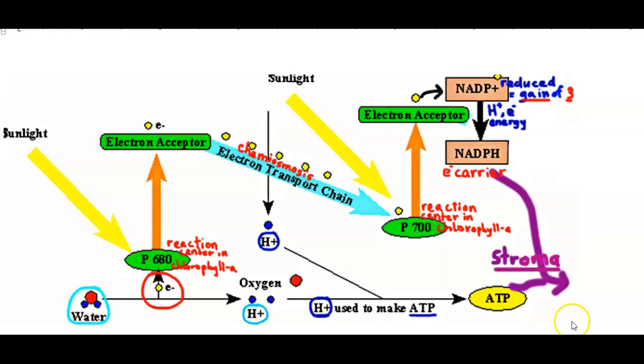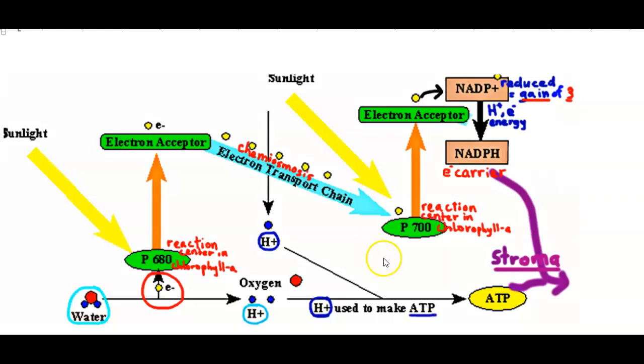So let's follow the electron. The electron came from water, went into photosystem 2, P680. Then it got picked up by an electron acceptor, passed down the electron transport system. See, here it is, the yellow dot. It's released the energy, so now over here, when it gets to P700, in photosystem 1, it is now at a lower energy state. So now it's going to get re-energized.